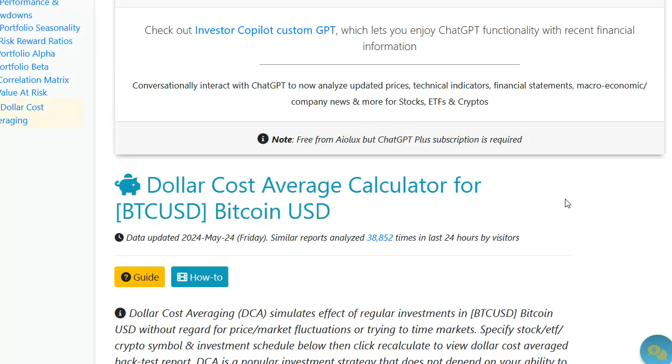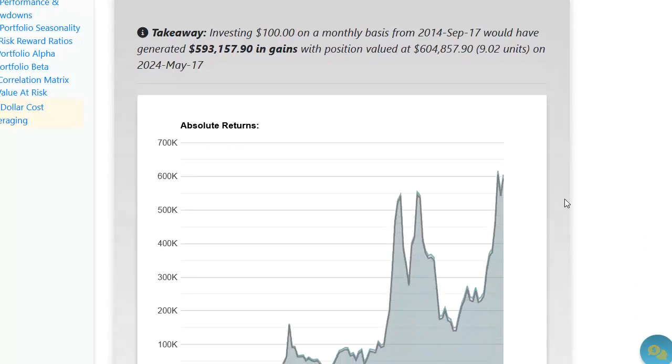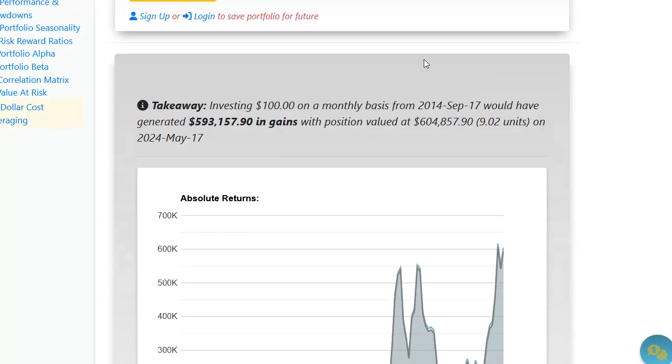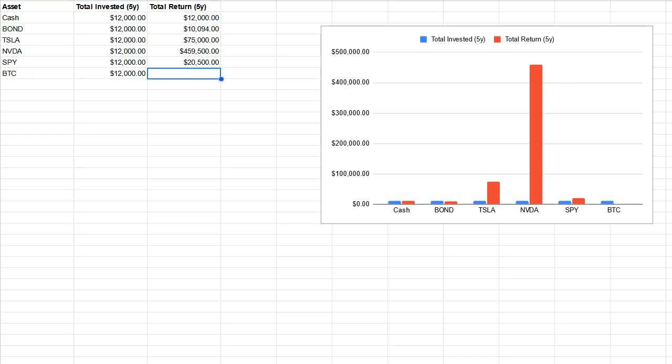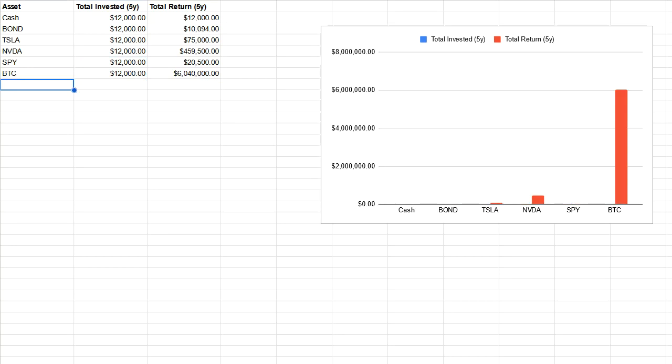Many have already come in contact with it 10 years ago and could have predicted this. I wasn't in the space 10 years ago. So we have 593K with a position valued at 604K. So BTC USD, 604,000. Okay, so now 604.